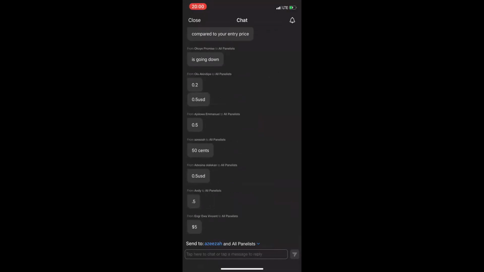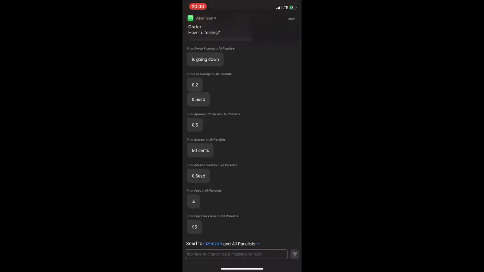I said I'm talking about the micro lot now. The micro lot is 0.01 to 0.09. Per pip of 0.01, I'm making $0.1, which is 10 cents. Per pip of 0.02, I'm making $0.2, which is 20 cents. Per pip of 0.03, I'm making $0.3, which is 30 cents. Till 0.09, I'm making $0.9, which is 90 cents.